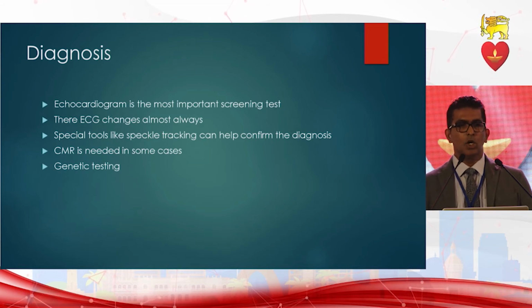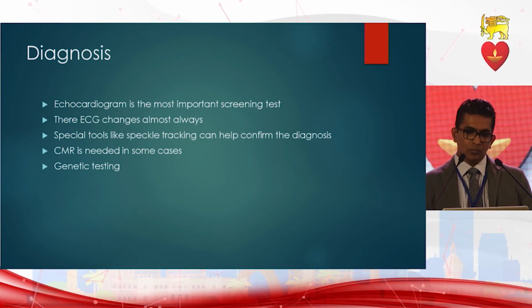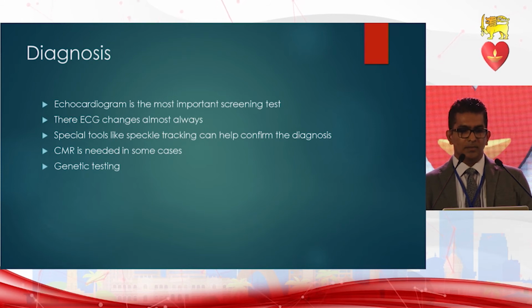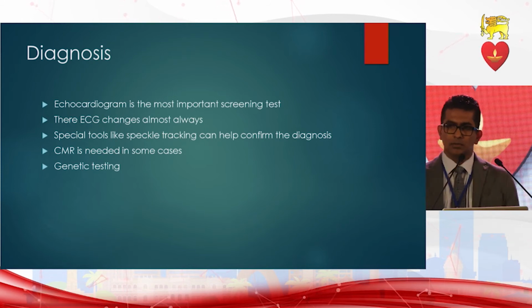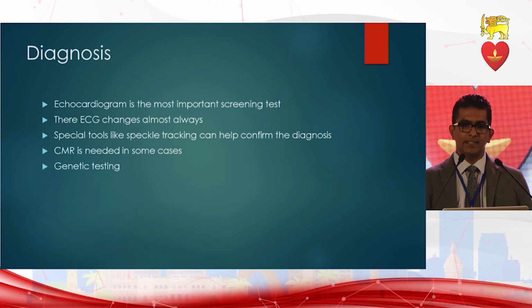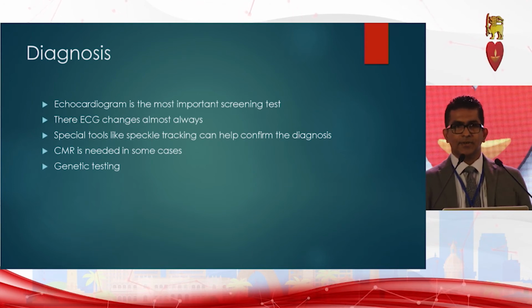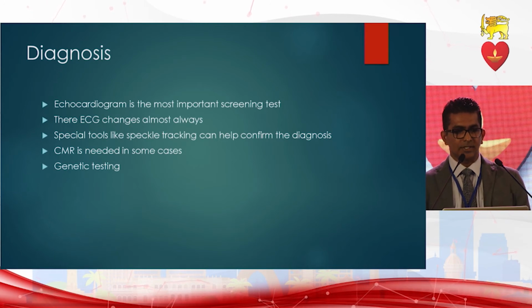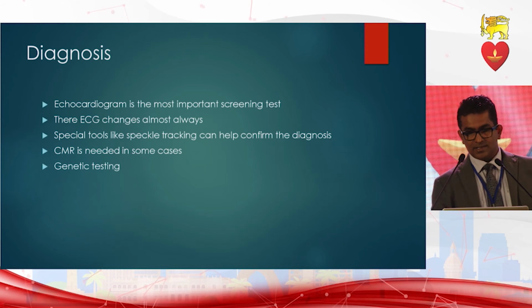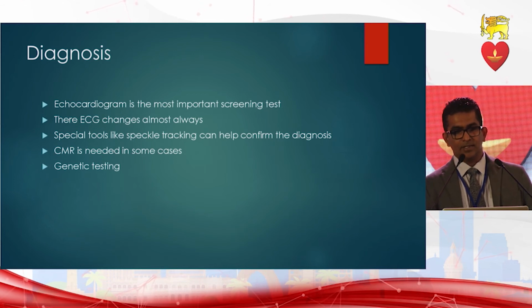Sometimes the hypertrophy is uniform, so then it's difficult. Then you use special tools like speckle tracking and strain rates to diagnose this condition. Cardiac magnetic resonance imaging is very important, and in some countries they do genetic testing.